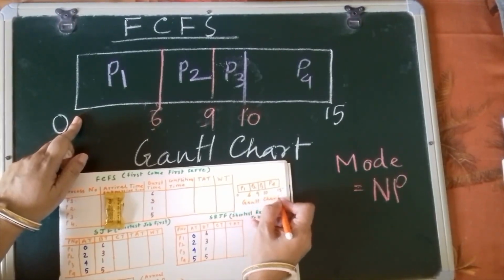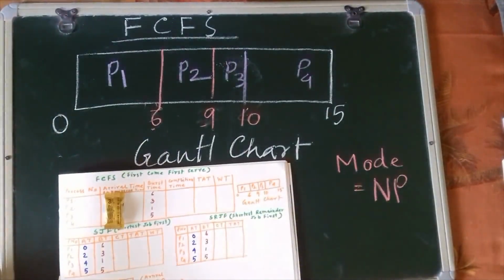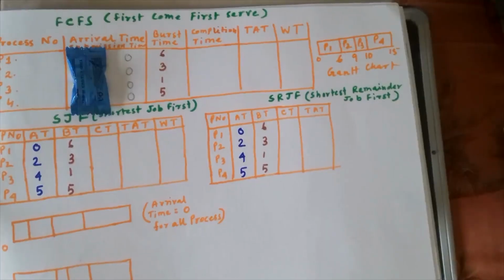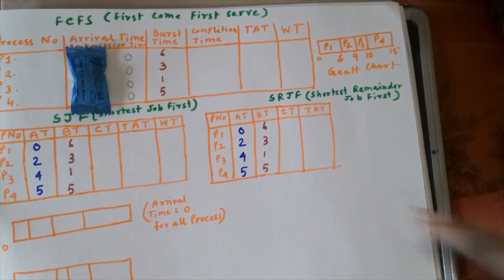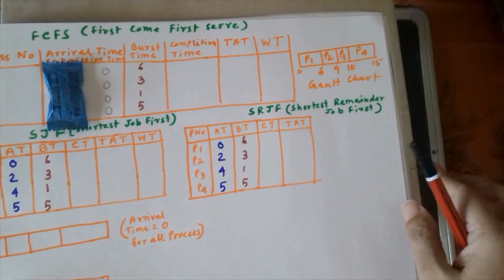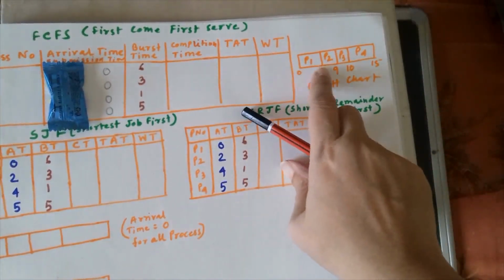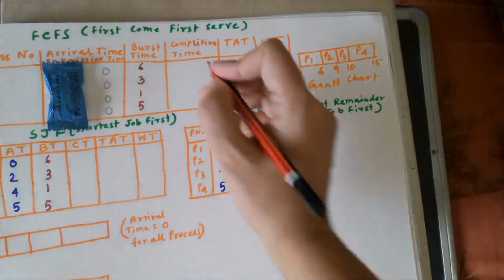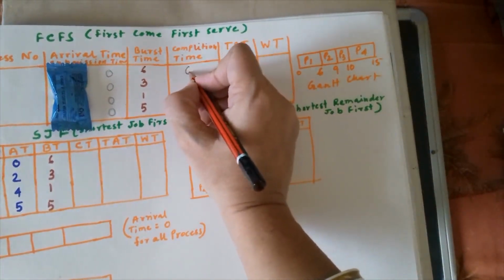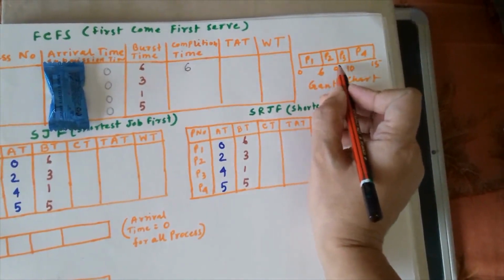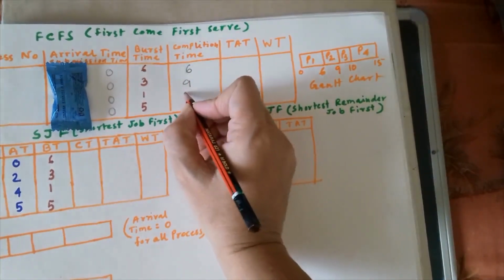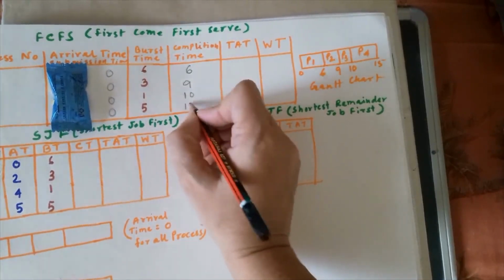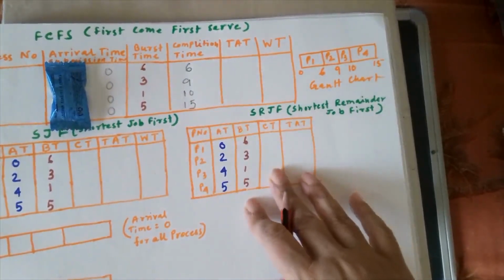drawn. Now let us consider the completion time and turnaround time, and we'll finalize. So in this case we are just assuming that arrival time for all the processes is 0, and the Gantt chart is already drawn. So let us calculate completion time. P1 has completed at the 6th unit of time. P2 has completed at the 9th instance of time, P3 at the 10th, and P4 at the 15th.